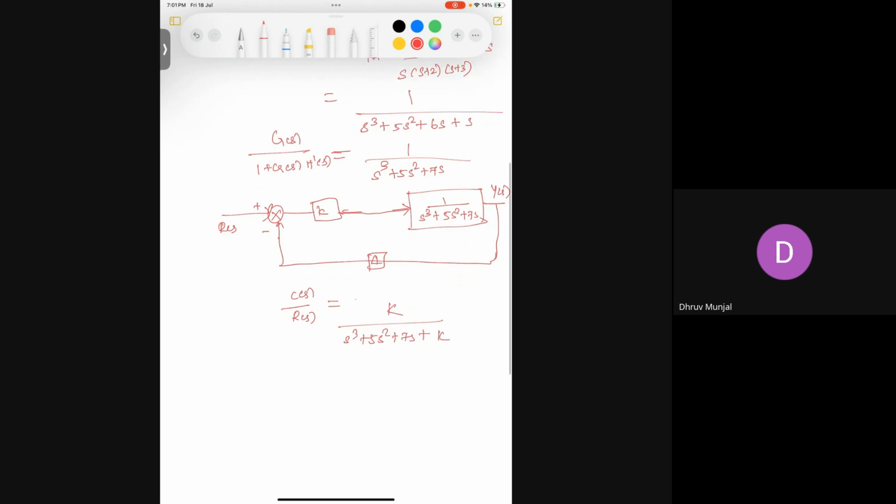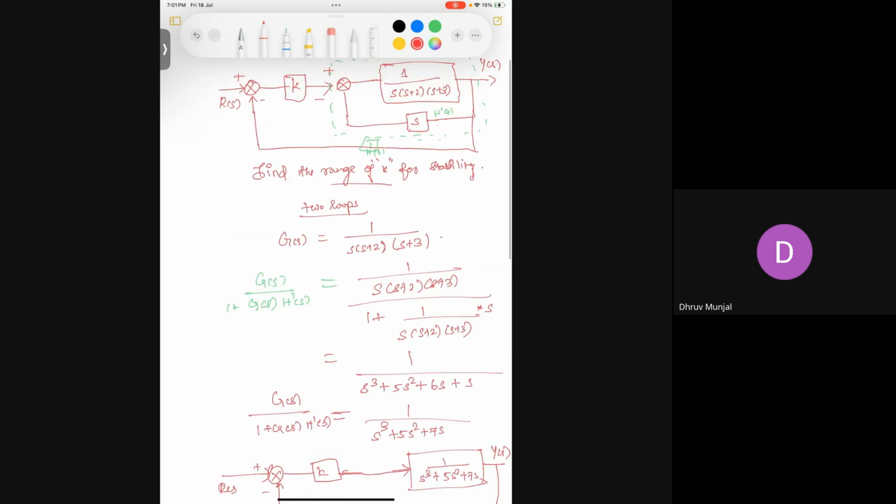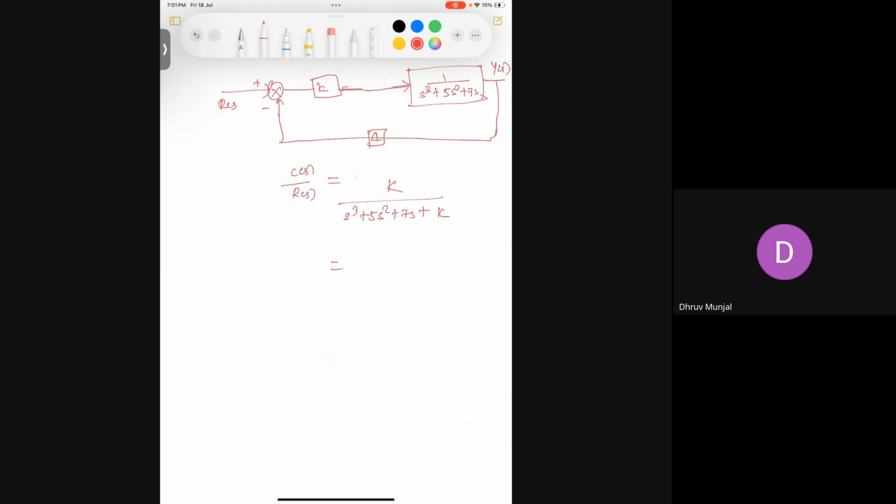Good. So this is our closed loop transfer function. Now we are going to find the stability for the system. The question is find the range of K for stability. If the system has to be stable, what are all the range of K we can choose so that the system is stable. So the characteristic equation here can be written as S cube plus 5S square plus 7S plus K.